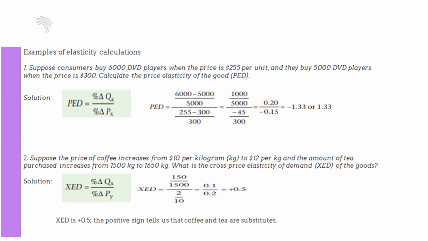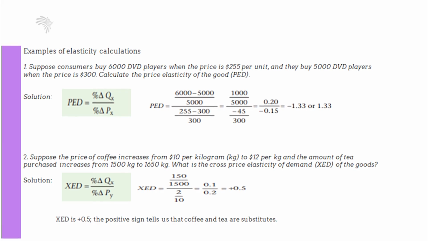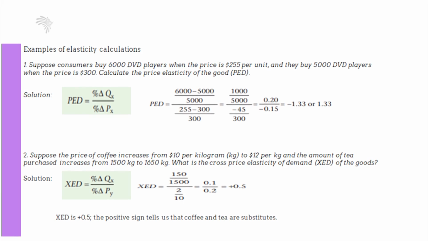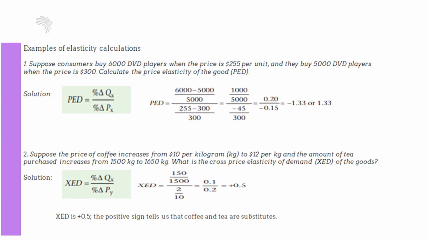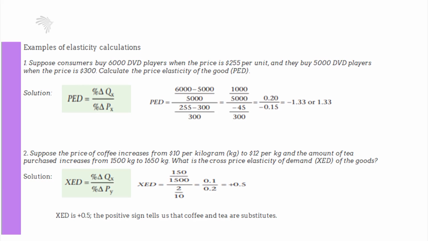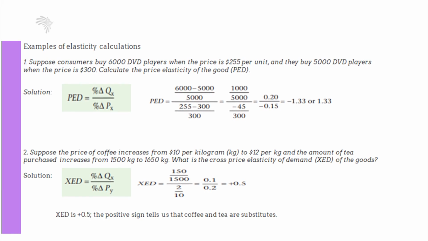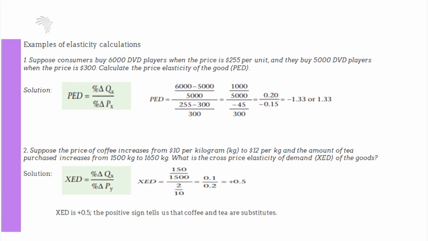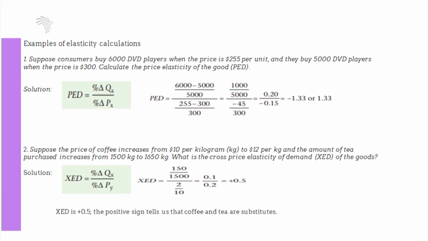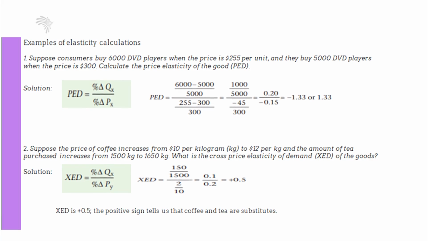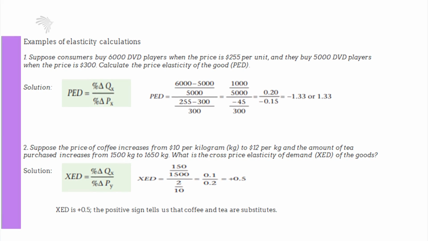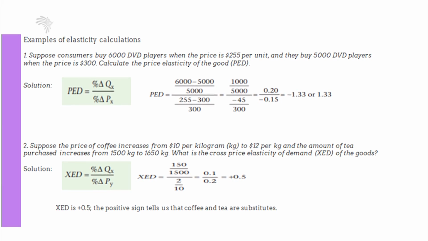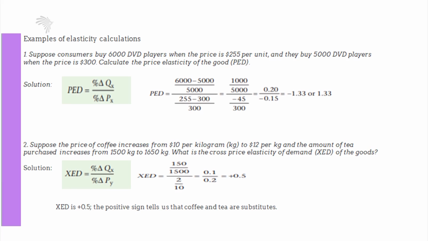Second example: suppose the price of coffee increases from $10 per kilogram to $12 per kilogram, and the amount of tea purchased increases from 1,500 kilograms to 1,650 kilograms. The question is, what's the cross elasticity of demand of the good? Remember, we are asked to calculate cross elasticity. We have two different goods, coffee and tea. The formula for XED is percentage change in quantity of X divided by percentage change in price of Y. So remember what X and Y stand for.